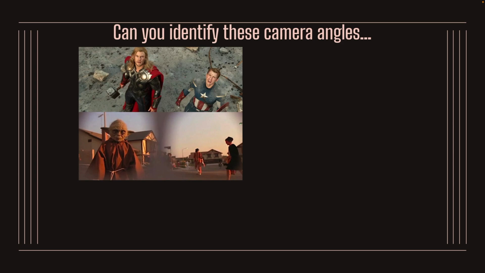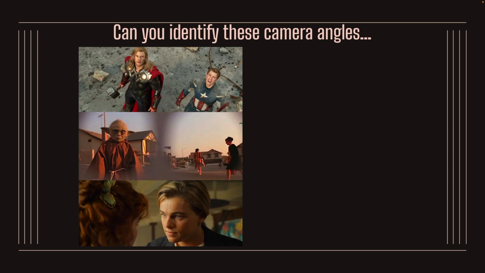The character, I don't know who's in it. Basically, you are in the costume with the character, and you can see out of the costume. You can see these 2 eye holes. That's normally a POV shot. This third one, I think it's from Titanic. This one is an over-the-shoulder shot, or an OTS shot, because it's taken from behind the character's shoulder.